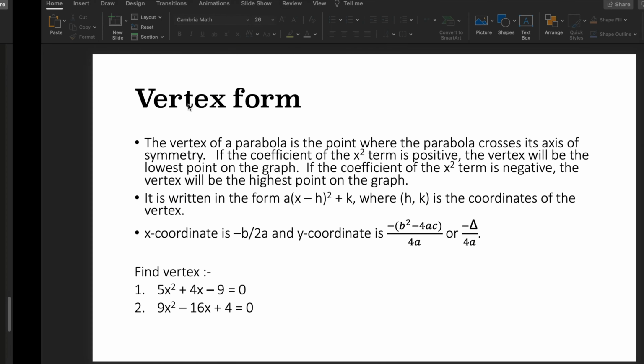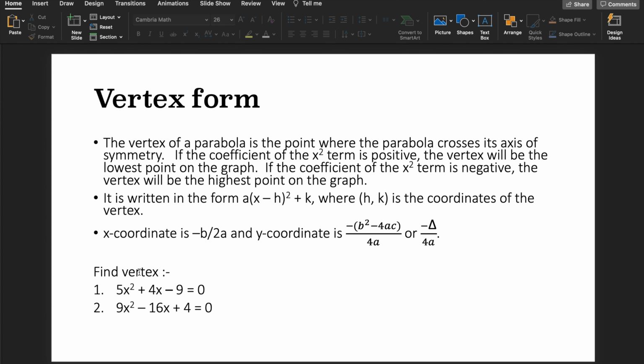Okay, we know that the discriminant is b squared minus 4ac. So therefore, we could write the y coordinate of the vertex as minus delta, which is the discriminant, divided by 4a. This is much simpler to remember. So you can remember this. And let's just try a few equations.